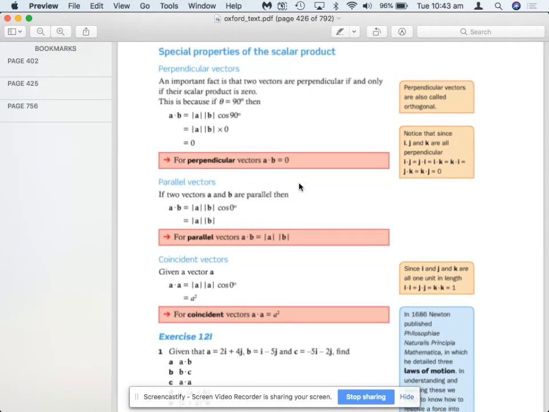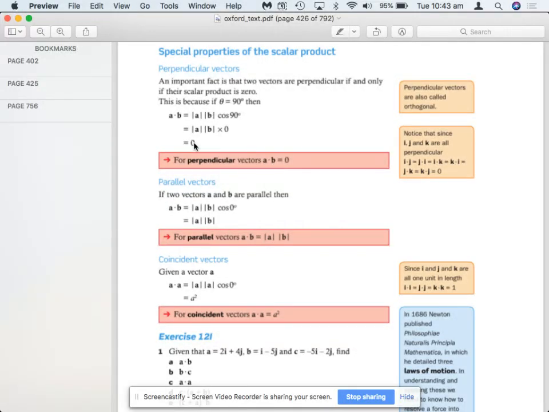Given that those properties are true, so the scalar product results are true, there are a few things we can determine to be particular properties of the scalar product. For example, if vector A and vector B are perpendicular, then the angle between them would be 90 degrees. And because the cosine of 90 degrees is 0, the dot product must be equal to 0.